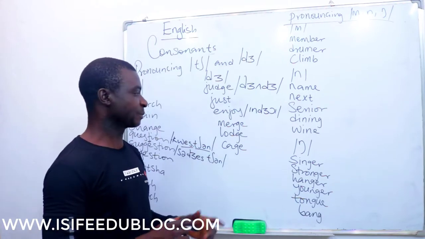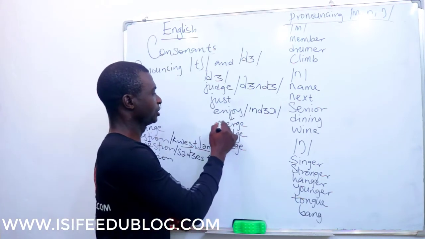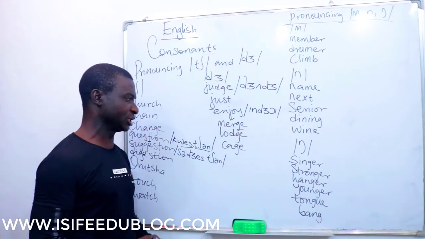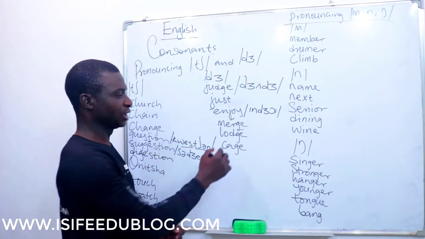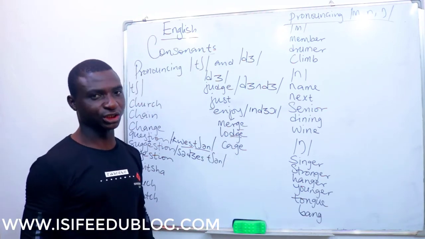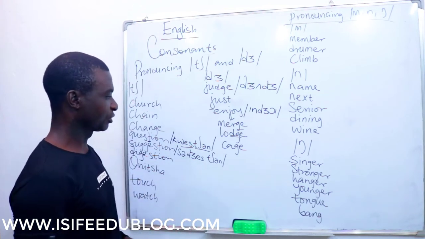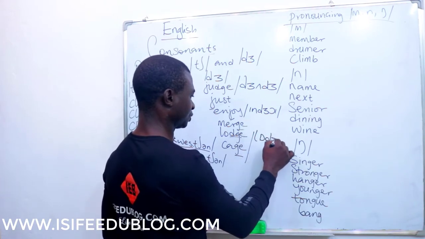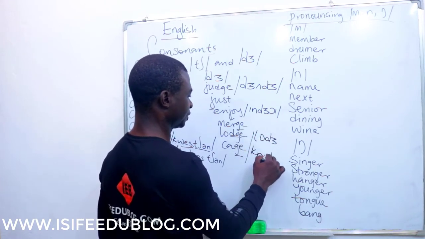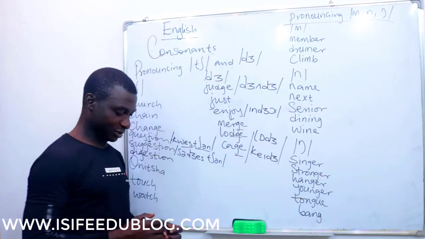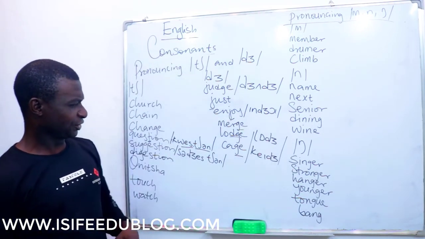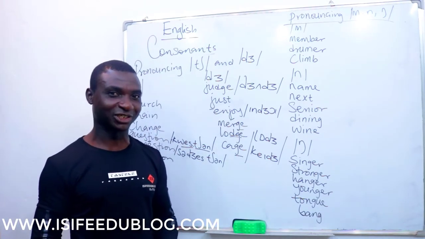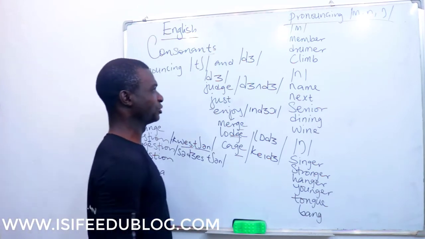So enjoy. Merge. Of course, the J gives you the sound. In the word merge, the G does that. Merge. Enlarge. D and G combine to give you J. Encage. Here is lodge. Here is cage. You know, at ISIFE EDUBLOG, we'll try to bring you out of the cage of ignorance. And that's what we do here.